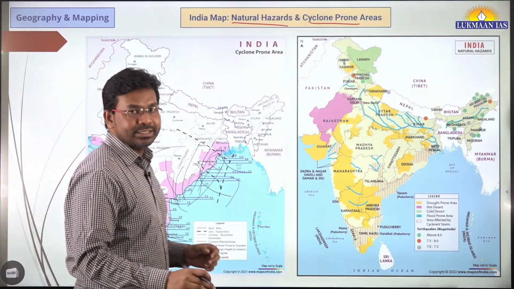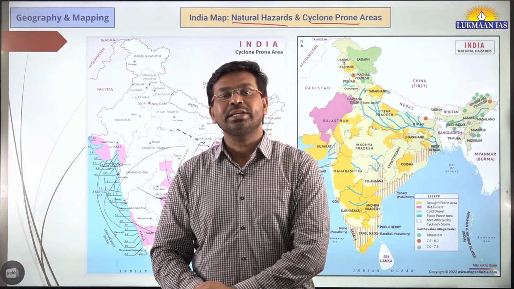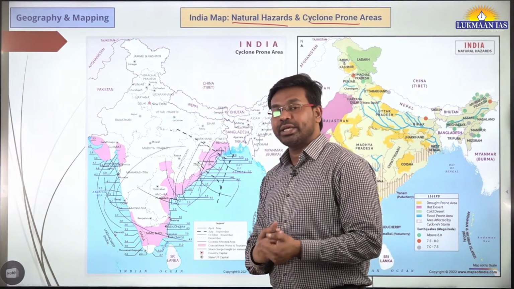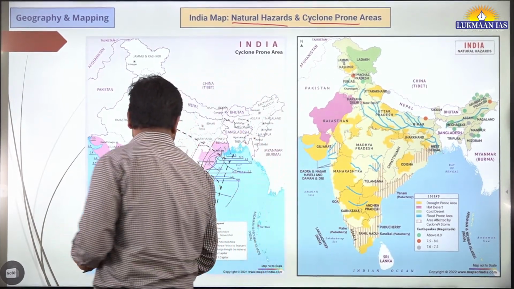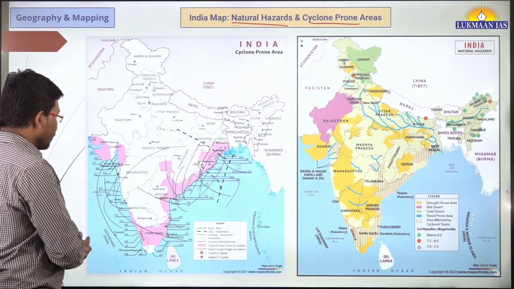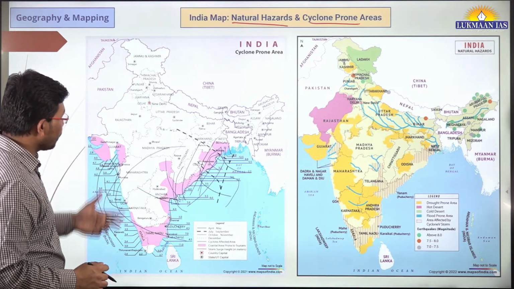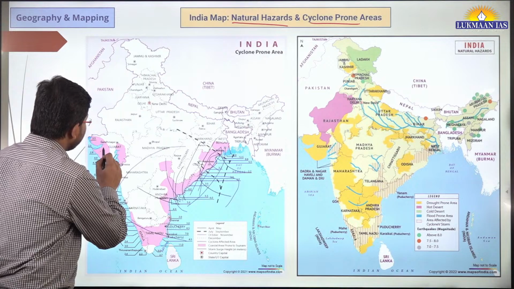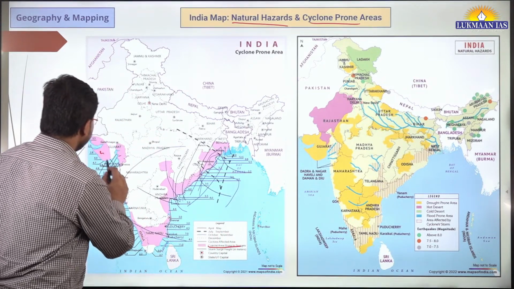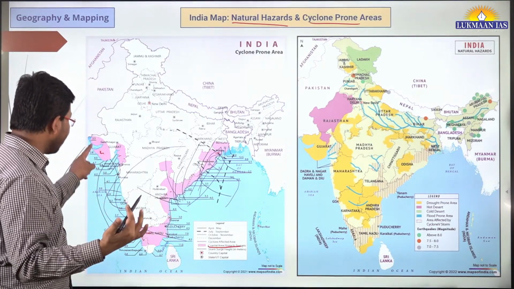To understand the regions that are cyclone prone, we need to understand that cyclones generally affect the coastal areas more as compared to inland areas. So which areas are affected more? The areas that are affected more are listed over here. Here you can see some shaded color. The coastal areas shaded in pink color are the coastal areas prone to tsunami.